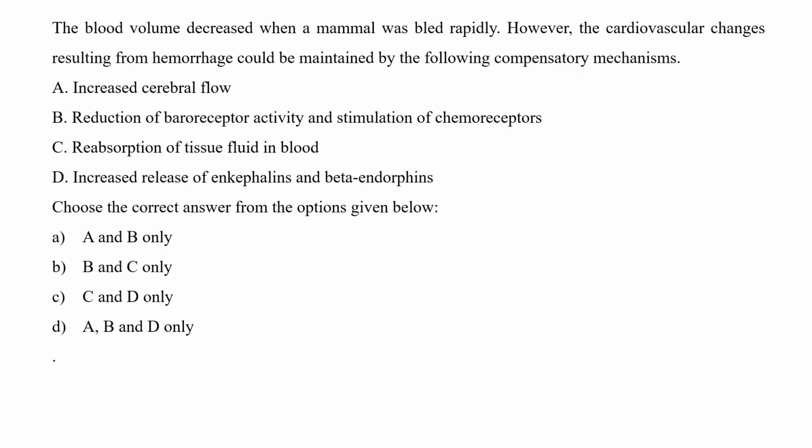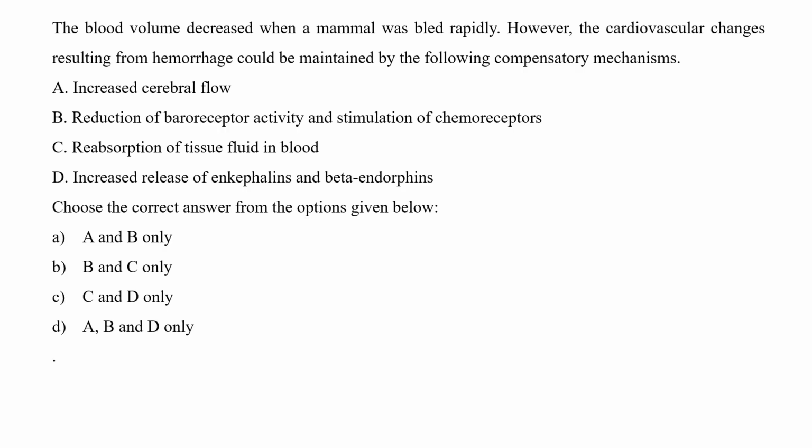The blood volume decreased when a mammal was bled rapidly. However, the cardiovascular changes resulting from hemorrhage could be maintained by the following compensatory mechanisms: increased cerebral flow, reduction of baroreceptor activity and stimulation of chemoreceptor, reabsorption of tissue fluid in the blood, or increased release of enkephalin and beta endorphin. So we have to find out the correct answer from the options given below.